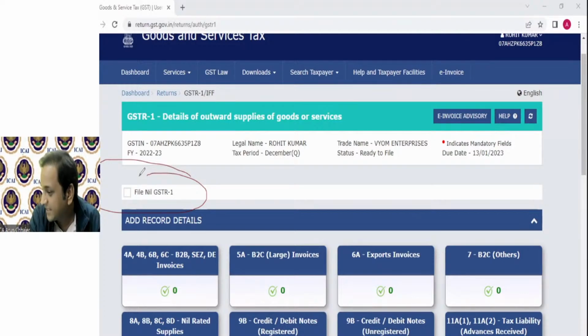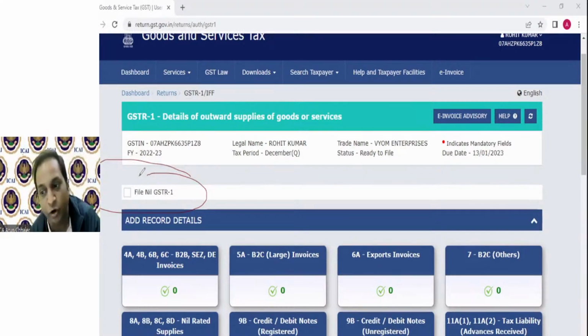What is the nil GSTR1? Vedant, GSTR1 is clear. GSTR1 means details of the outward supply. Suppose in the month of November, I do not have any sale. I do not have any outward supply. So I have to file the nil GSTR1. Nil means there is no details, no data, no outward supply in the respective tax period.